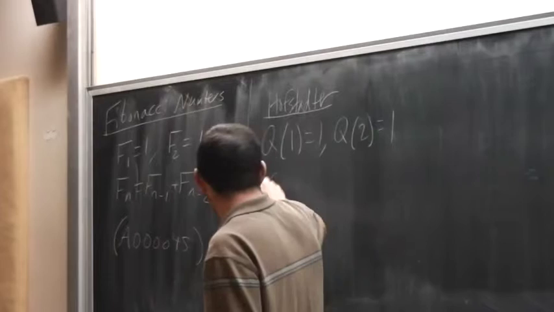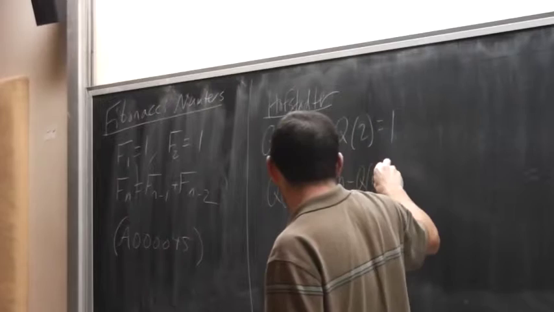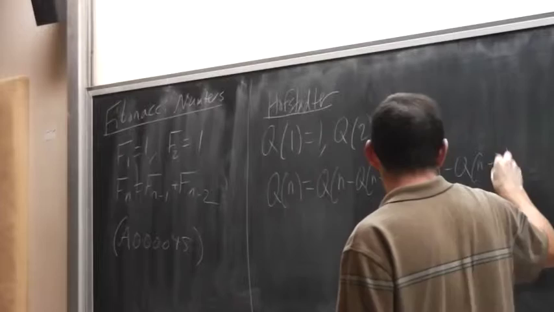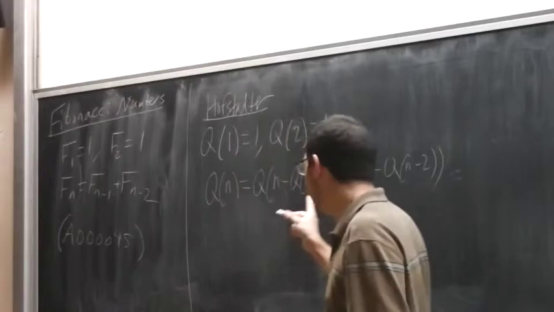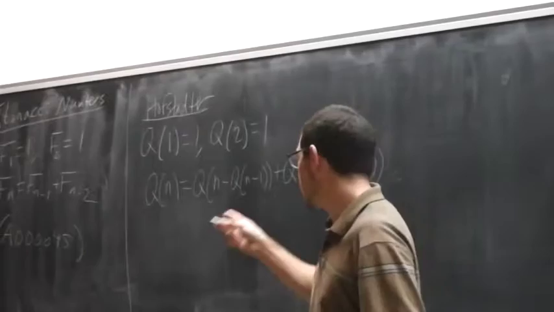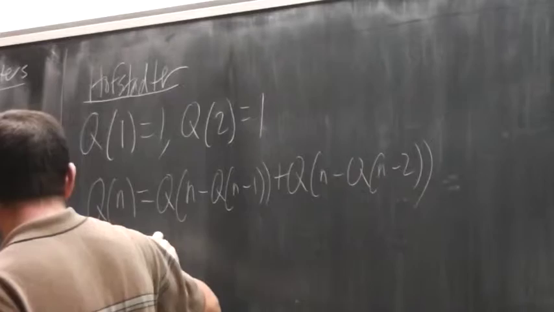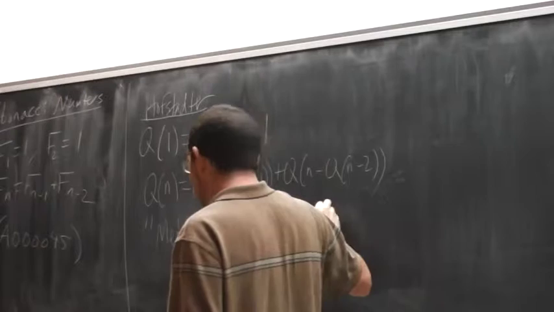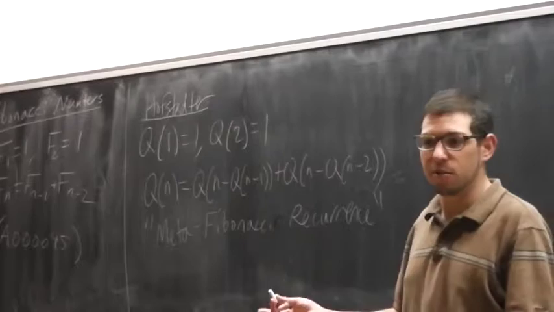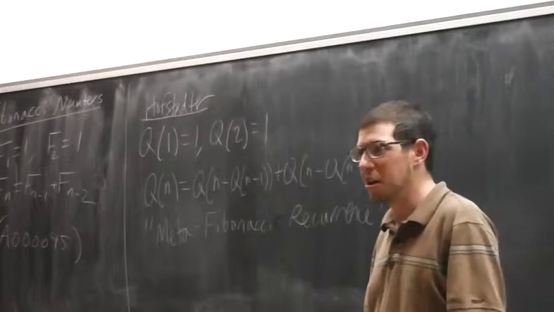So Q of n is Q of n minus Q of n minus 1 plus Q of n minus Q of n minus 2. With Fibonacci numbers, you always just go back 1 and you go back 2. Whereas here, the previous term and the term before tell you how far back you're going. So this is why Hofstadter referred to this as a Meta-Fibonacci recurrence. And in fact, Douglas Hofstadter was here. He gave a talk on this recurrence in April 2014. But don't worry, this is not going to be a repeat of his talk.